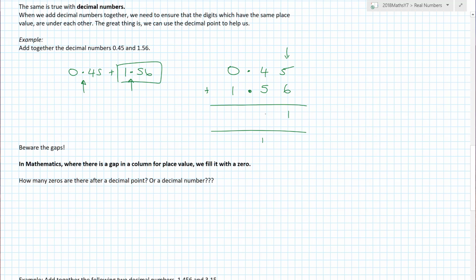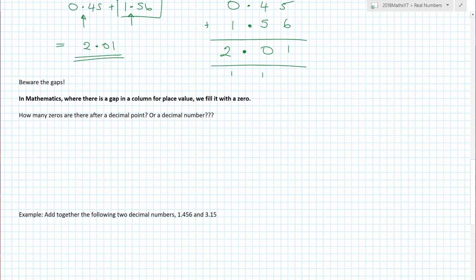4 plus 5 plus 1 gives me 10. Put the 1 down here, and 1 plus 1 is 2. We've just got to remember to make sure we put that decimal point back in. So adding those together gives me 2.01. Right, adding together decimal numbers is awesome, but there are tricks.